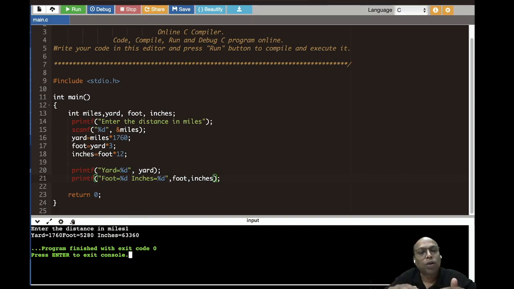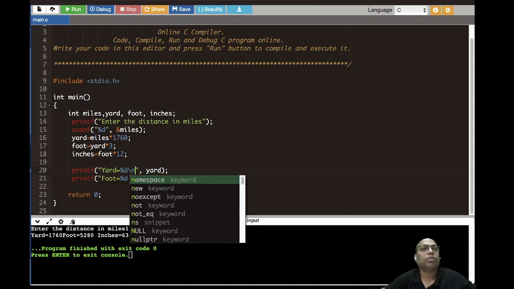Even though I wrote yard and foot in two different lines, it's coming on the same line. If you want to go to the next line, which key do you press on your keyboard? Enter. If you want the Y in your output screen, you press Y. But if you want the next line, you press enter, right? Same way, if you want to go to the next line, what is the character? The character for enter is slash n.